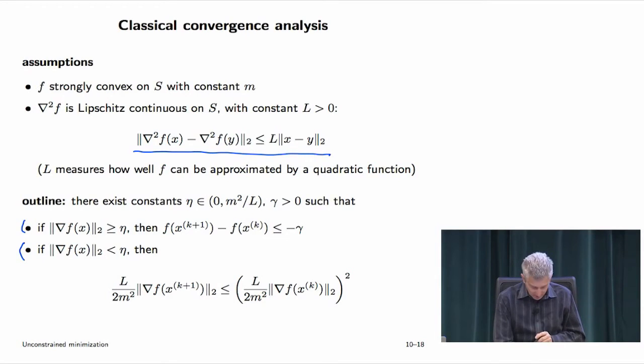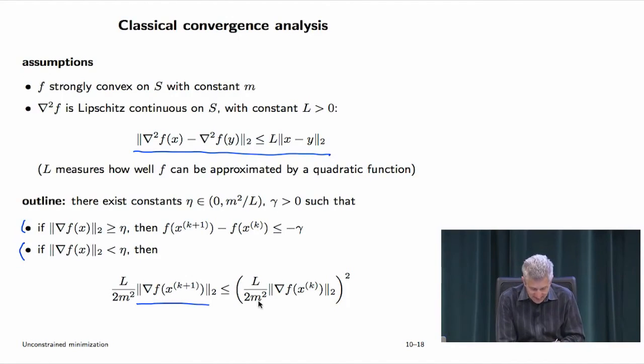And at that point, the following occurs. Another thing happens: in backtracking line search, you will take a step of 1 in Newton's method. You will not backtrack, number 1. And number 2, the norm of the gradient at the next step will be less than, ignoring the constant in front, the norm of the gradient at the current step, squared.